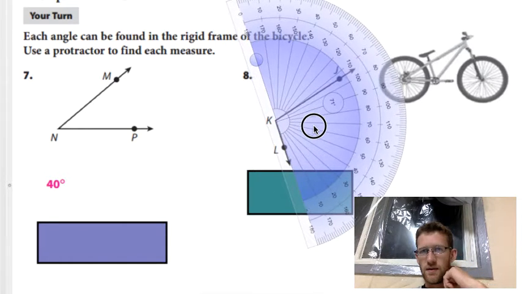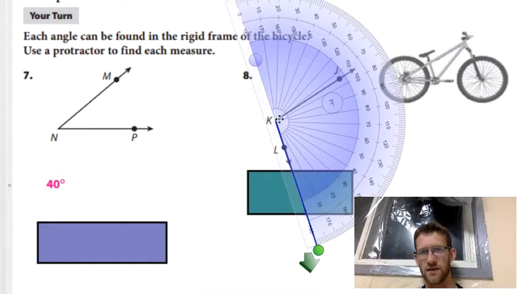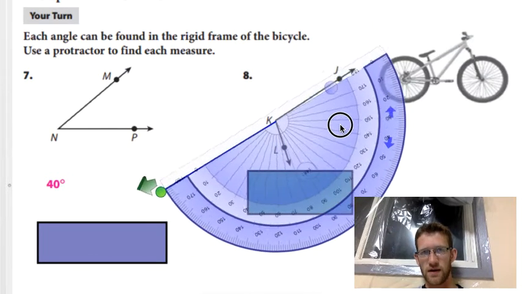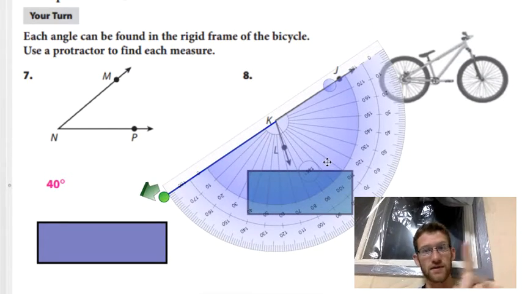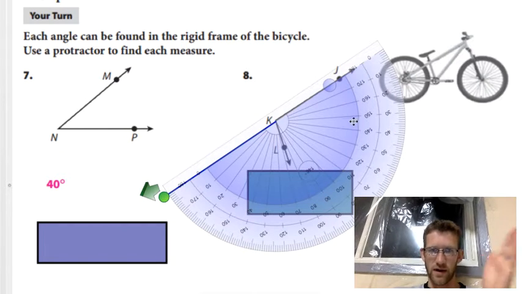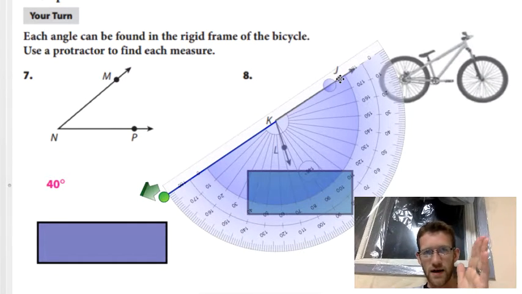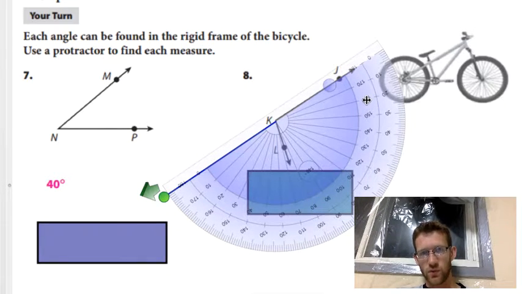Because I have to rotate it, that means I need to either line it up with this ray, or I can keep rotating and line it up with that ray. Either one is fine, but again, I have to read the correct number. Whatever ray I line it up with, that's going to be 0. So in this case, I'm going to line it up like this. That means this here is 0, right? And then I start counting up. So I go 0, 10, 20, 30, 40, 50, 60, 70, 80, 90, 105, I guess.